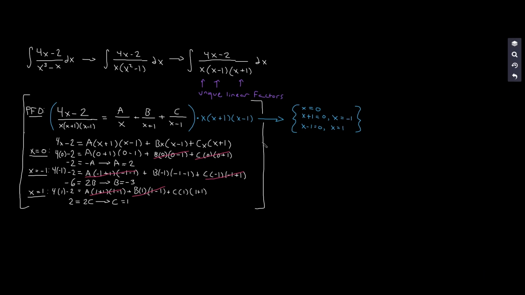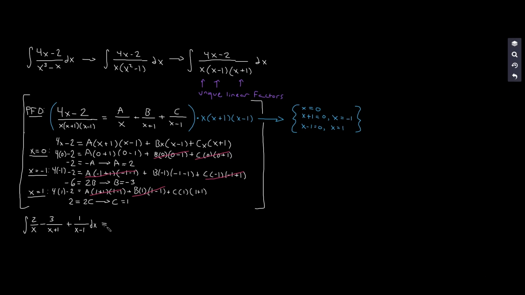Okay, so now at this point, we need to set it back up. So we know what A is, we know what B is, we know what C is. So we're just going to go through with this: 2 over x minus 3 over x plus 1 plus 1 over x minus 1.